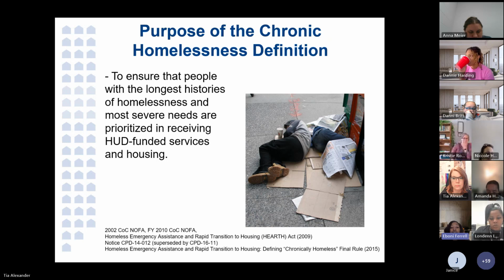Every year, HUD puts out a Notice of Funding Availability, or NOFA, which announces the next round of CLC funding that can be applied for, and further specifies the rules that govern the use of that funding. HUD also clarifies regulations through notices. The term chronically homeless was first introduced in the fiscal year 2002 CLC NOFA and has been expanded and clarified through some subsequent NOFAs and notices and the final rule. They're all listed on this slide in case you would like to look them up.